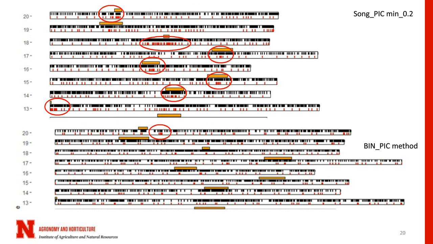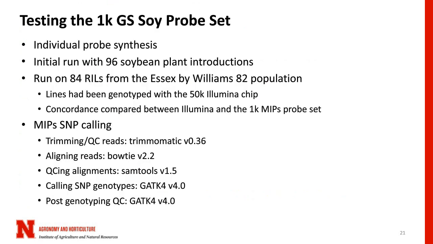So the next thing was to test the probe set in different germplasm and see how it performed. So we ran it with 96 soybean plant introductions, and we also ran it in 84 RILs from this Essex by Williams 82 population. I used this population whenever I was at USDA. This population had been used to help assemble the soybean genome. So these RILs had been run with the 50K Infinium chip, of which the 1K is a subset. So we could compare concordance between the Illumina and the 1K MIP probe set.